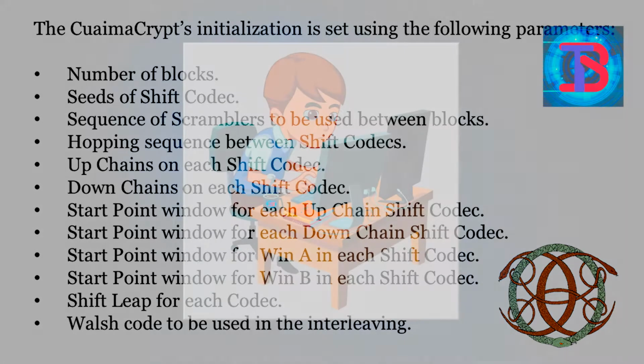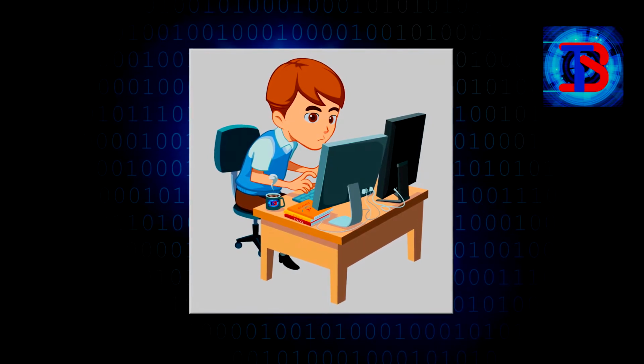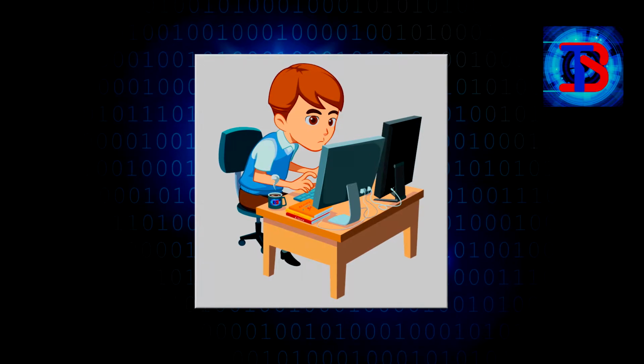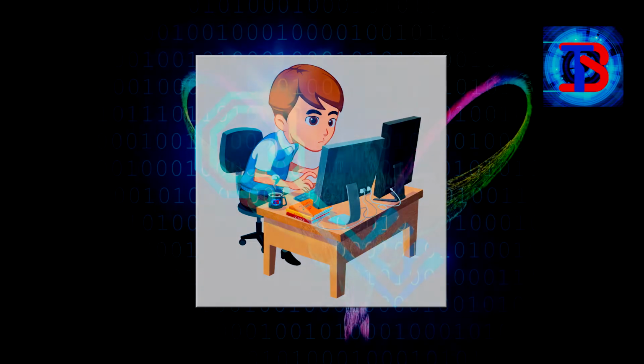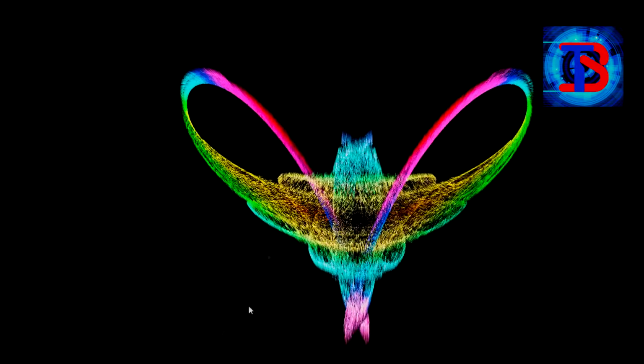The initialization process can be performed by any method chosen by the programmer using the library, but to determine the security of the algorithm it is imperative to be very careful in the way it is implemented. In the valhalanetworks implementation, to initialize CuaimaCrypt we are using Lorentz attractors.